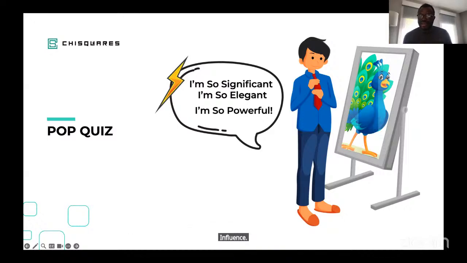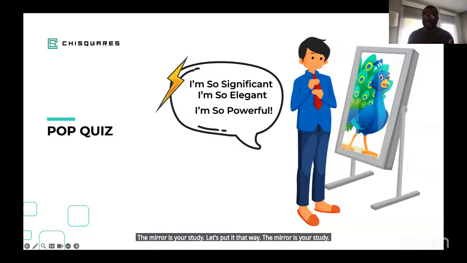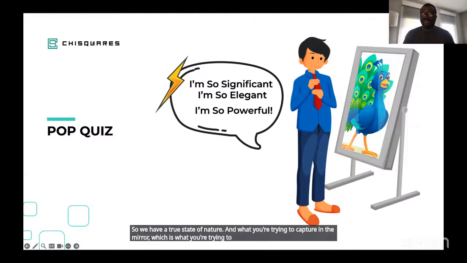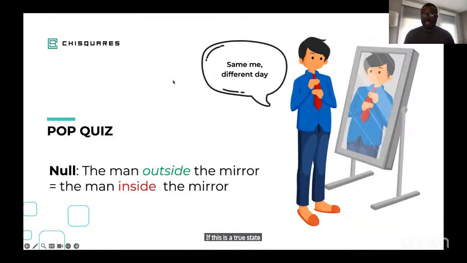Okay. What else do you think? It could also be factors. The mirror is your study, let's put it that way. So we have the true state of nature, and what you're trying to capture in the mirror is what you're trying to capture in your study. If this is the true state of nature and you capture exactly that, well, that's the truth, right?